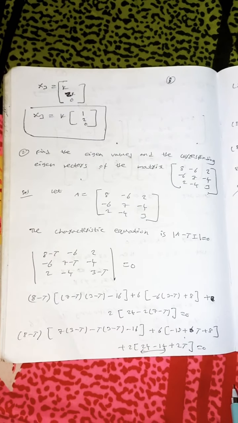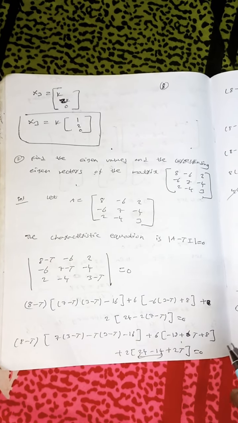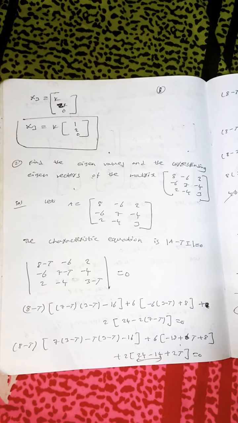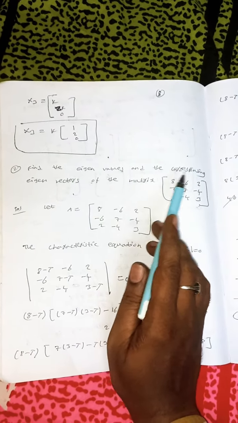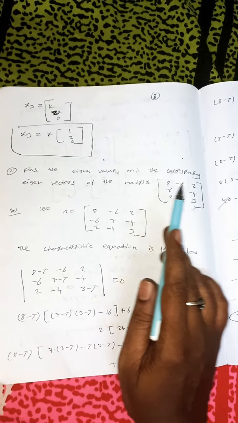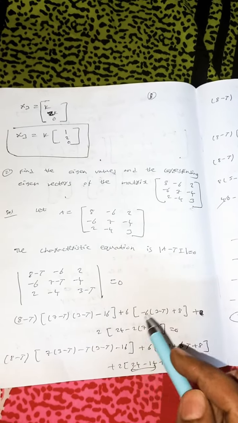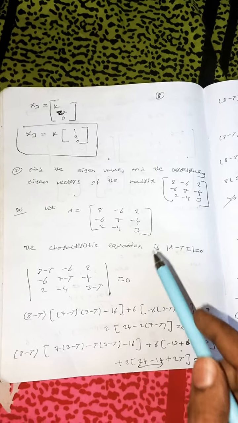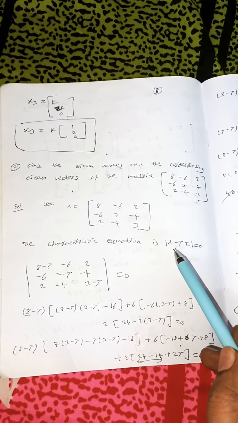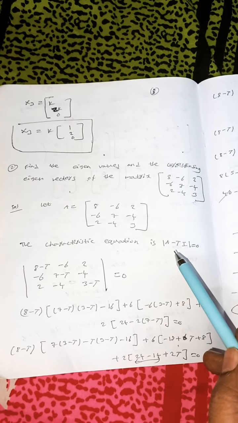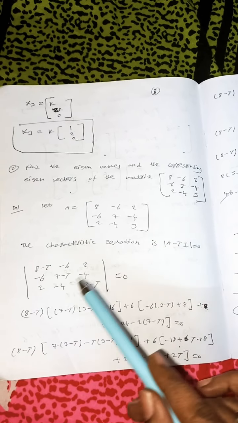Hello students, now I am going to explain the second problem in eigenvalues and eigenvectors. Find the eigenvalues and corresponding eigenvectors of the matrix. This is a 3 by 3 square matrix. Let us assume A is equal to this. The characteristic equation is |A minus lambda I| is equal to 0.